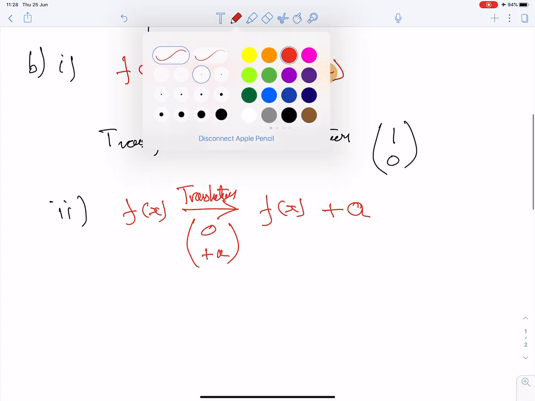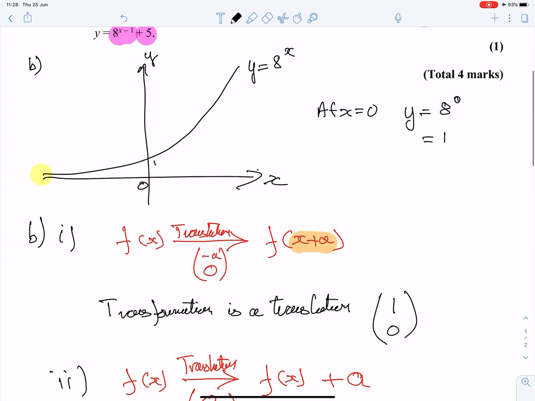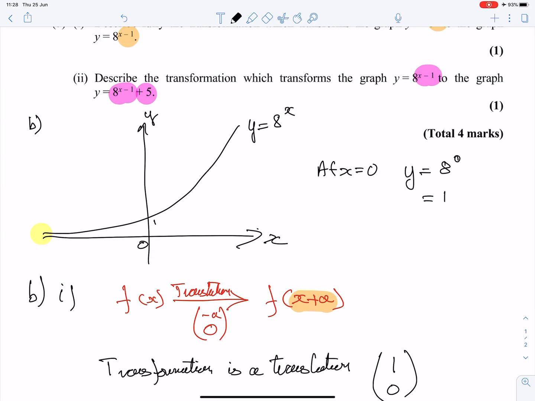So our answer in this particular case then, the transformation is a translation 0 across, and let's check it here, plus 5.